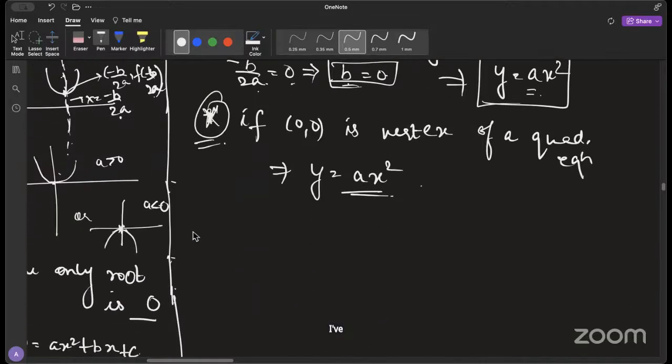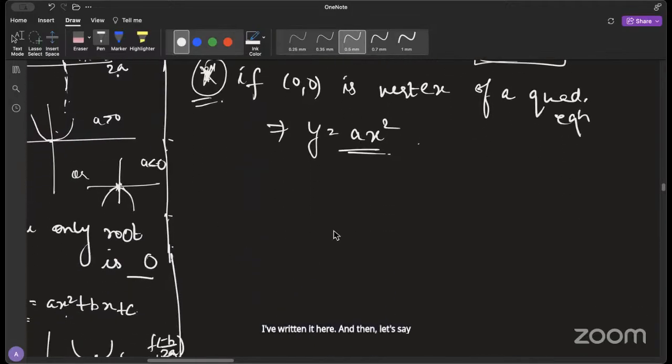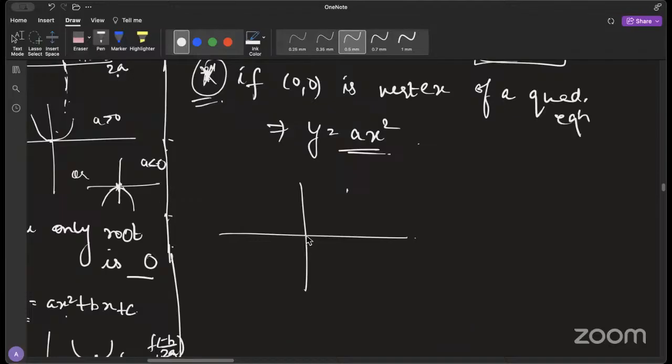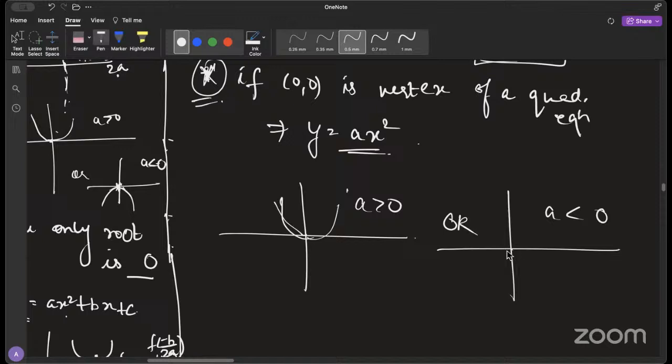I've written it here. And then let's say you're shifting. Graphically it looks like this if a is greater than 0, because it passes through 0, 0. And if a is less than 0, it looks like this, right?